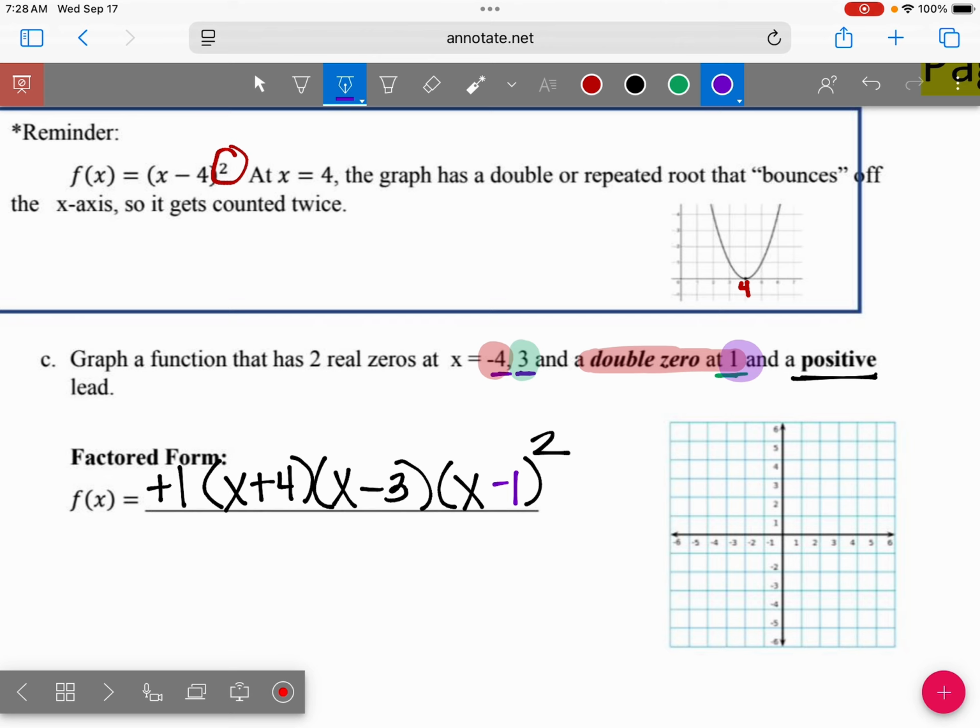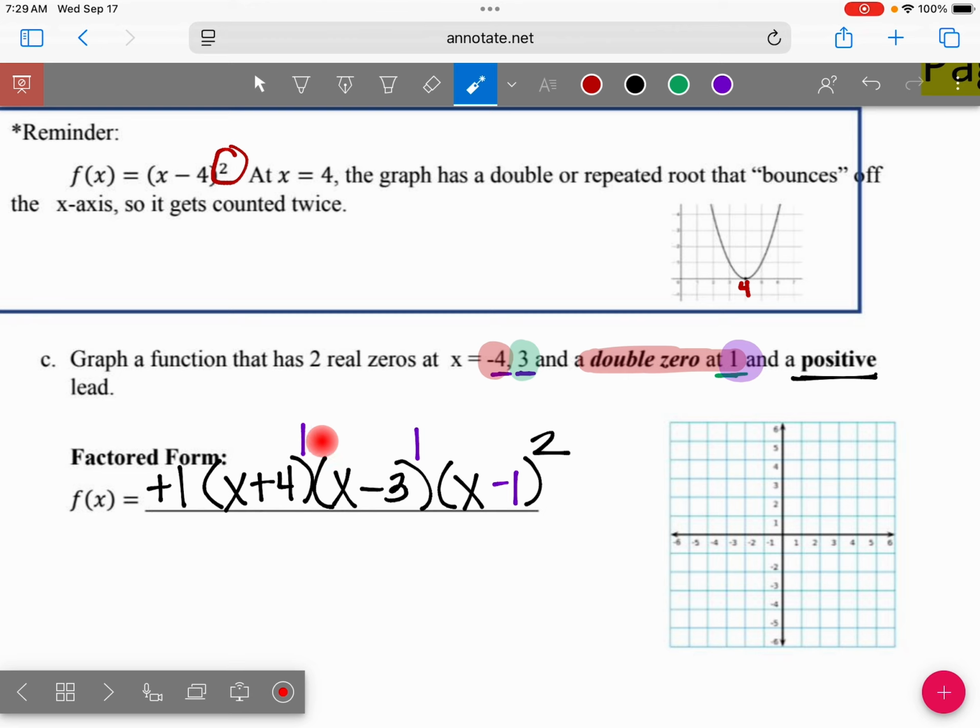Okay. And notice it said it has a positive lead. So altogether, when you count up the exponents, because every factor has an invisible power, so this one has an invisible power of 1, and this one has an invisible power of 1, what do you get when you add up these numbers? What's 1 + 1 + 2?